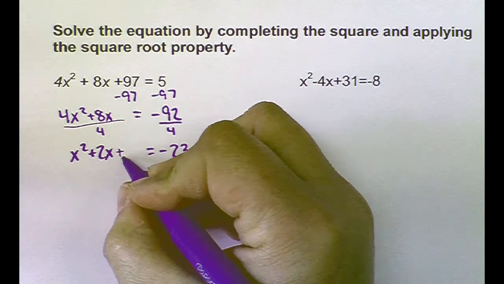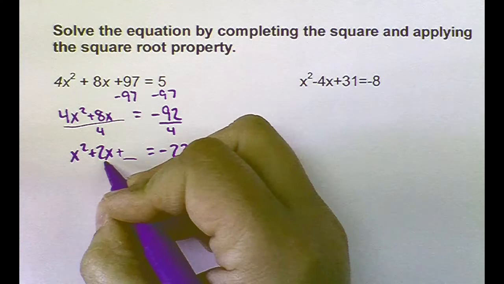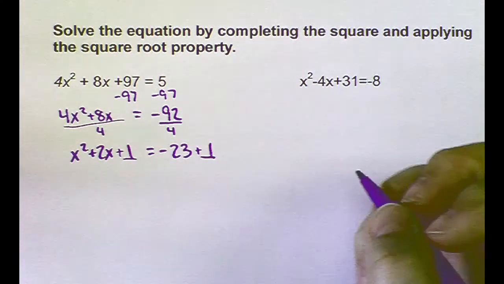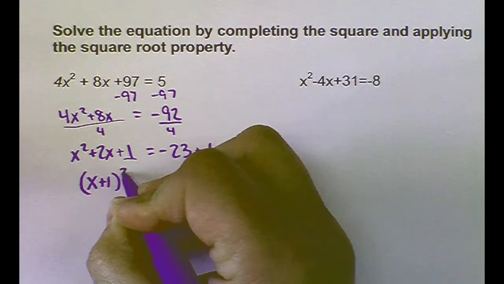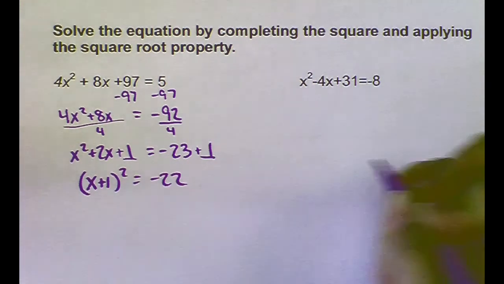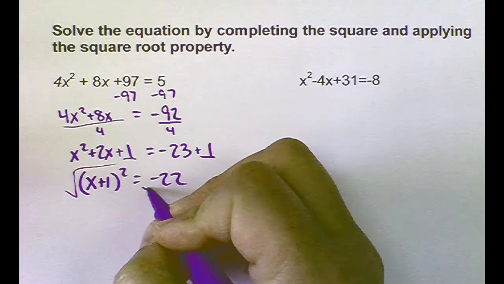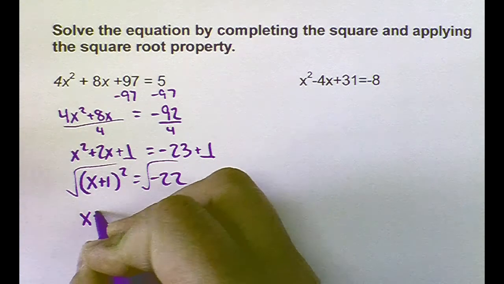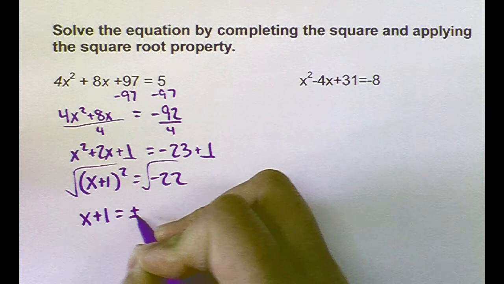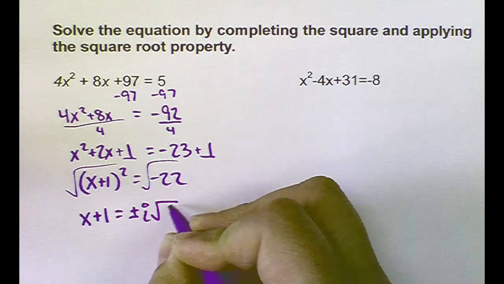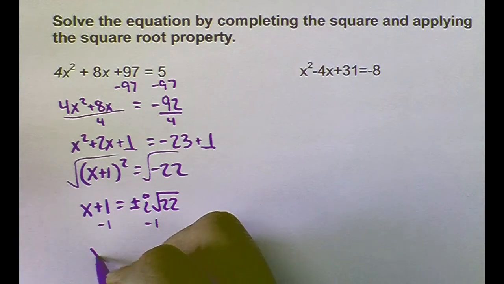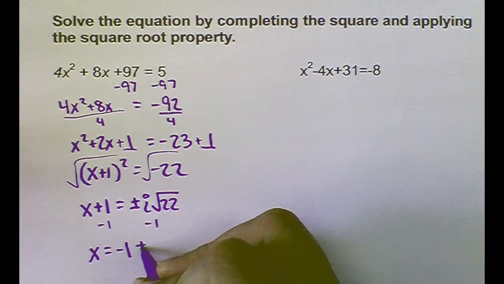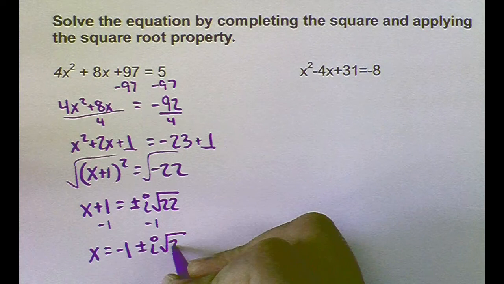We're going to add something on both sides. Half of 2 squared is 1. So we have x plus 1 squared equals negative 22. We square root it. Gives me x plus 1 equals positive or negative i square root 22. Subtract the 1. We get x equals negative 1 plus or minus i square root 22.